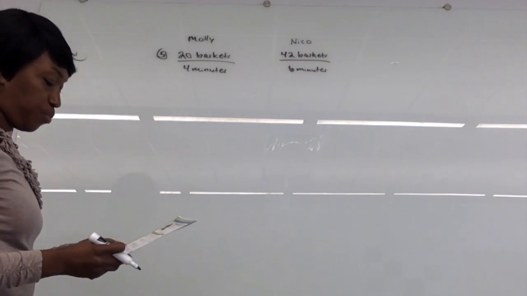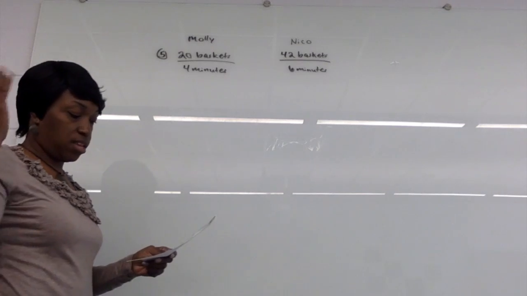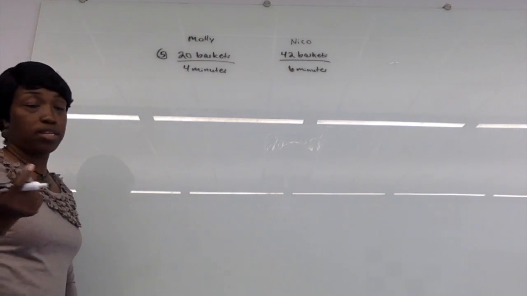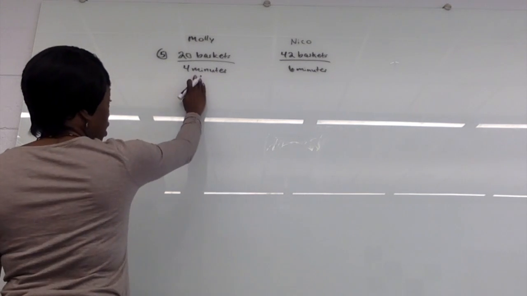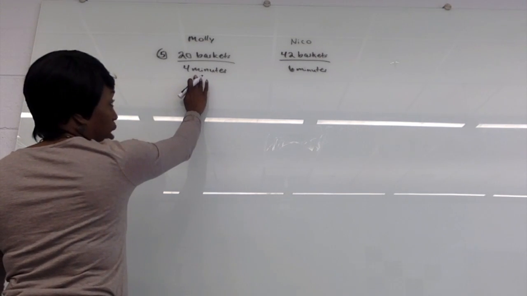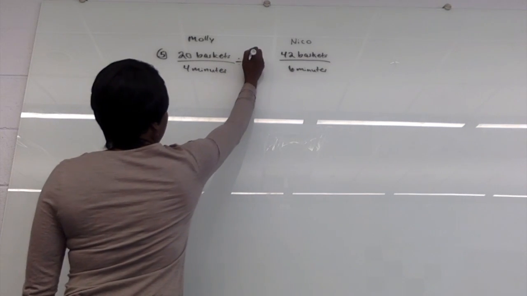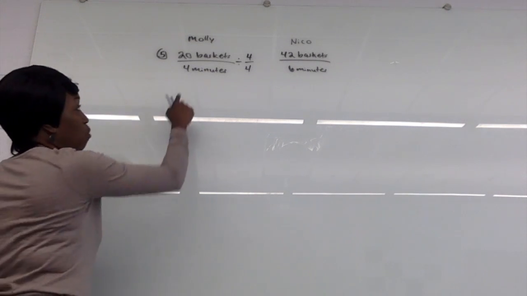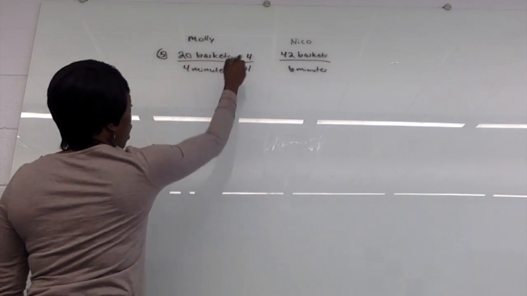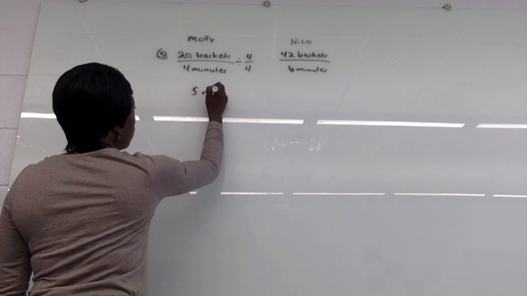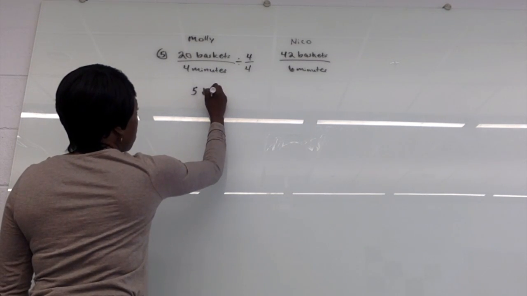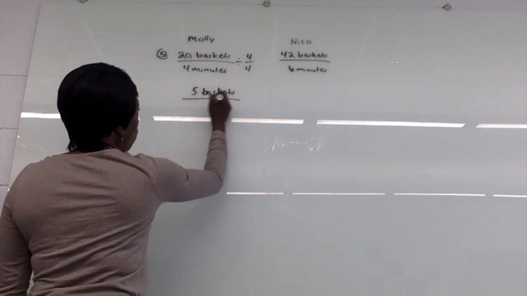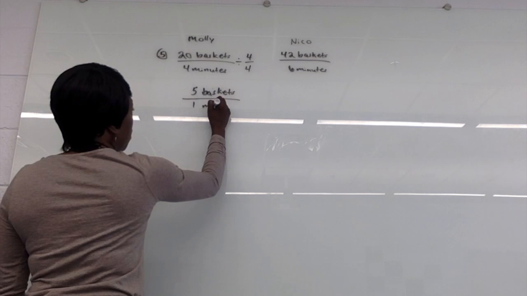Now it says here, how many more baskets did Nico shoot per minute? Keyword: per minute. So that means we must first get 1 minute in our denominators. So I know on this side, I can divide my numerator and denominator by 4 for Molly to get a 1 in my denominator. 20 divided by 4 is 5, so I end up with 5 baskets over 1 minute.